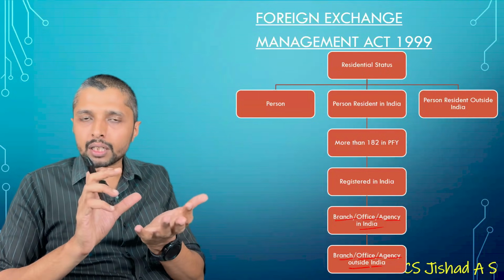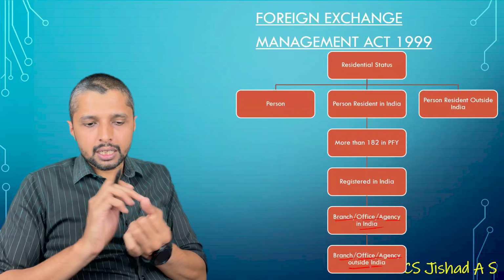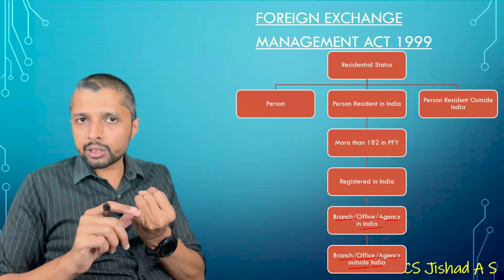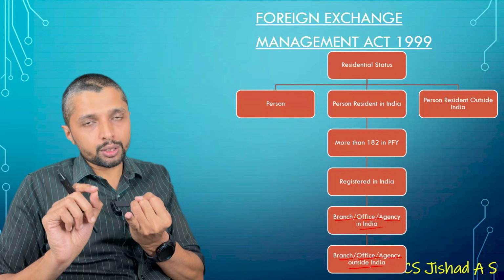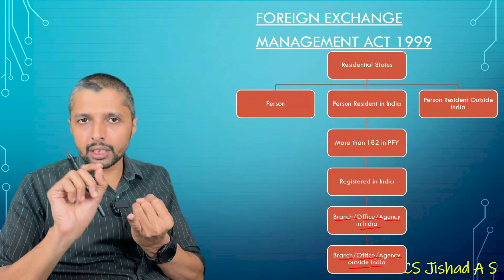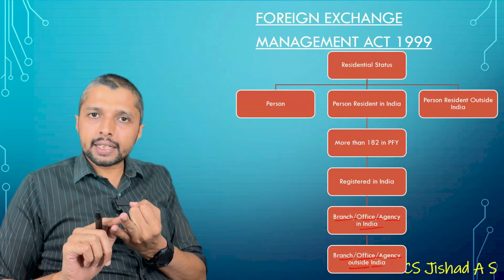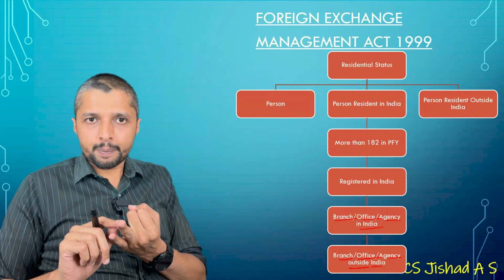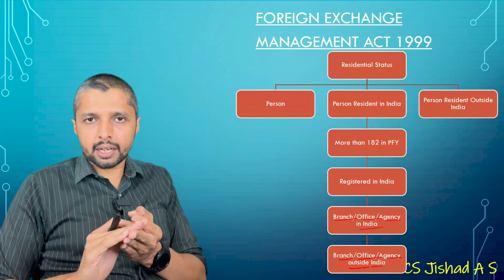You have 4 conditions for determining the residential status. Number 1, with respect to individual residential status, it is more than 182 days. Don't think that it is 182 or more, just like in the case of taxation, it is more than 182. Number 2 is an entity registered in India. If an entity is registered in India, automatically it will be treated as PRI.